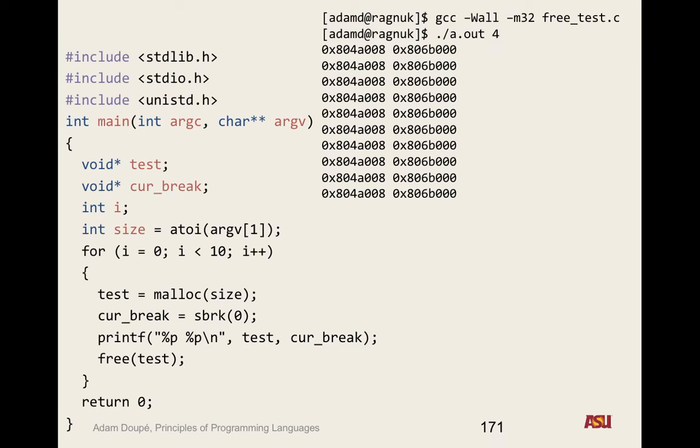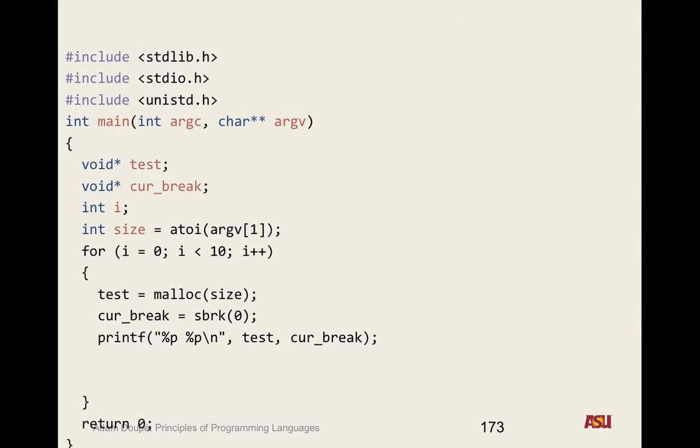1,024 in this case, and how much in this case? So how does it know? Let's look at another example. We're going to slightly change this, and we're going to say every odd iteration, we're going to free test. So we're only going to free half the time.